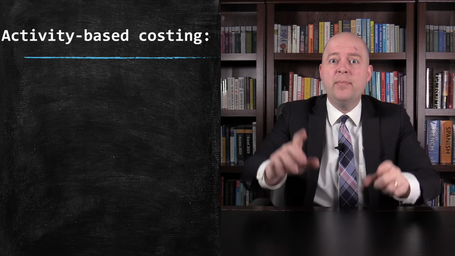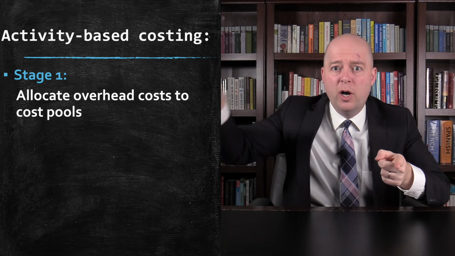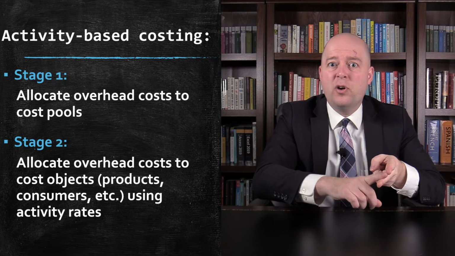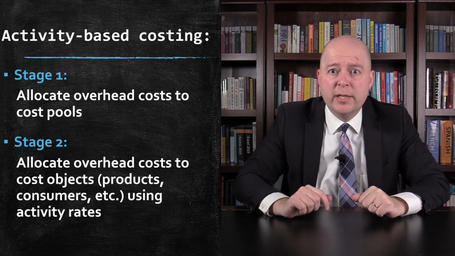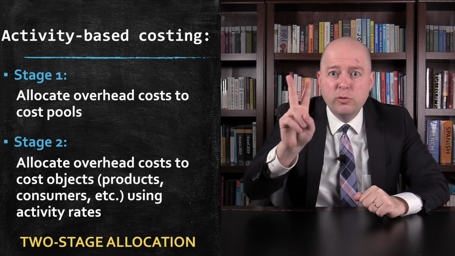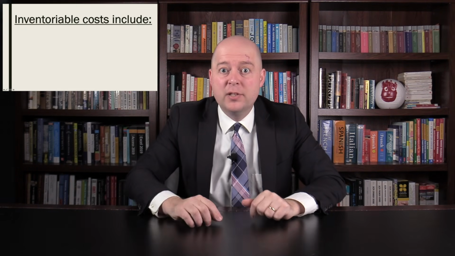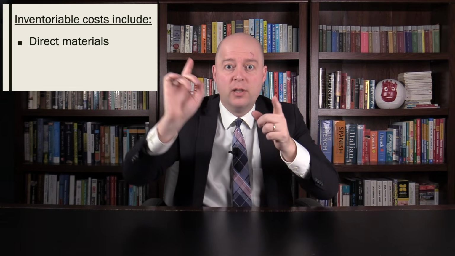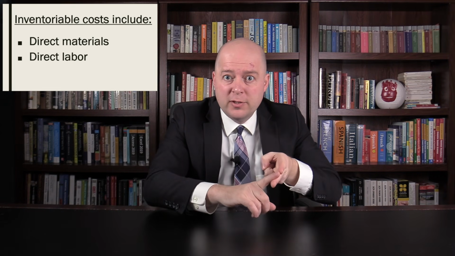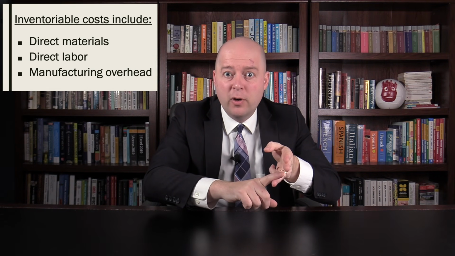So now you've seen how ABC first allocates the cost to cost pools and then allocates the cost of products using the activity rates. This is sometimes called a two-stage allocation. But there's another difference between ABC and traditional cost systems that pertains to manufacturers. Both US GAAP and IFRS state that inventoriable costs, aka product costs, include three things: the cost of direct materials, the cost of direct labor, and manufacturing overhead.